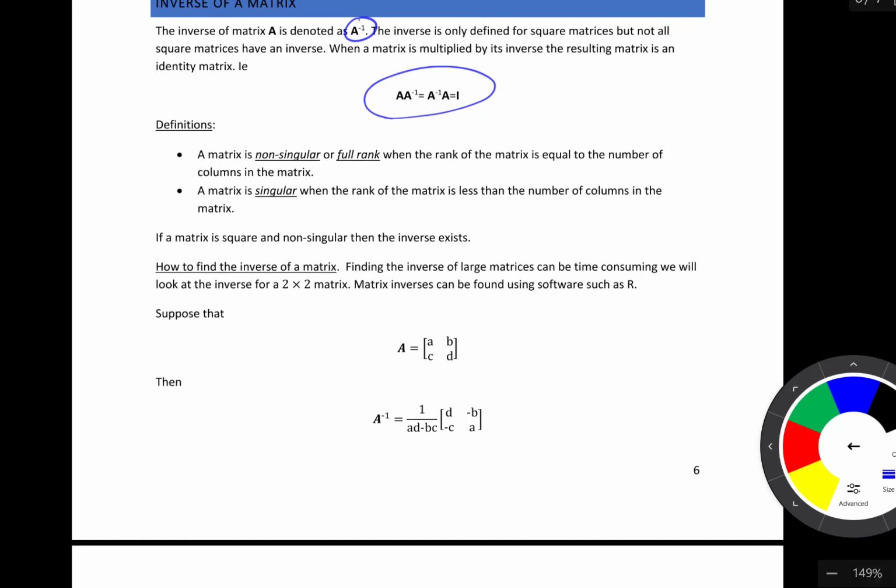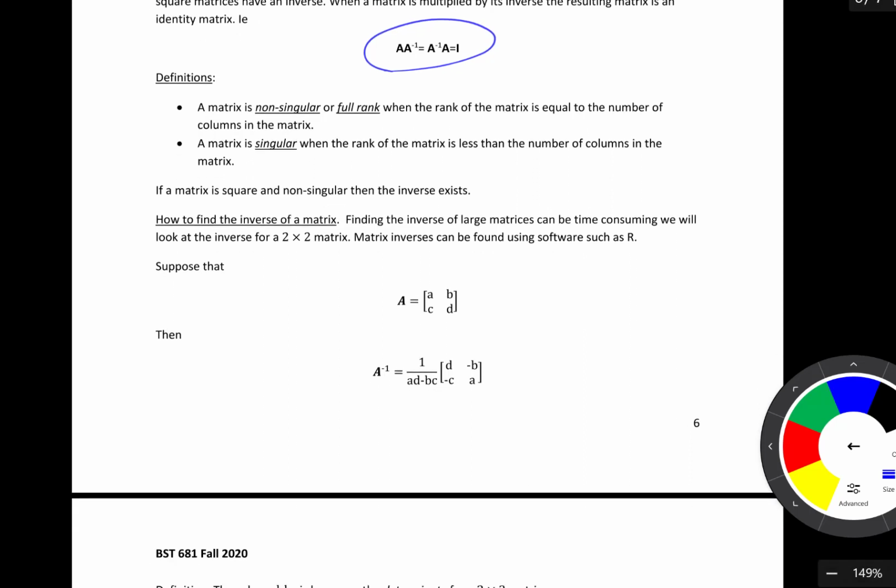A matrix is called non-singular or full rank when the rank of the matrix is equal to the number of columns in a matrix. So in other words, what we're saying is that all of the columns are independent of one another. We can't have one column that's a combination of the others. And a matrix is singular when the rank of the matrix is less than the number of columns. If a matrix is square and non-singular, then the inverse exists.